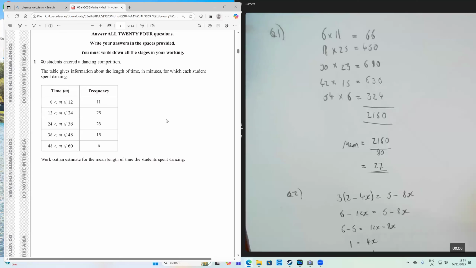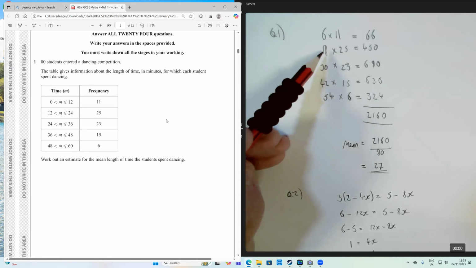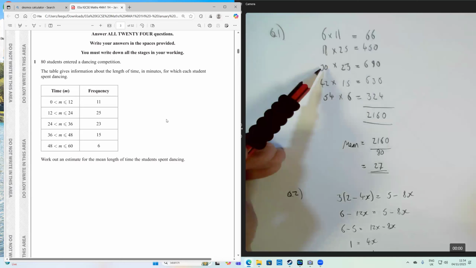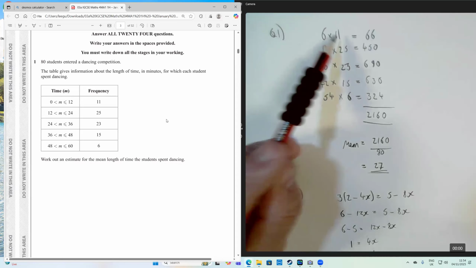What we need to do here is find the midpoint times the frequency, add them all up and divide them by the total frequency. So the midpoint from 0 to 12 is going to be 6. The midpoint from 12 to 24 is going to be 18. The midpoint from 24 to 36 is going to be 30, and so on. So we do the midpoint times the frequency.